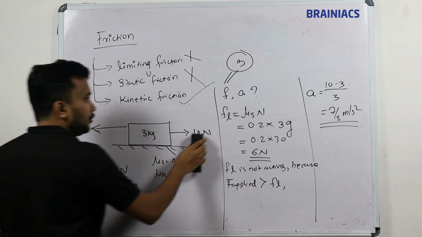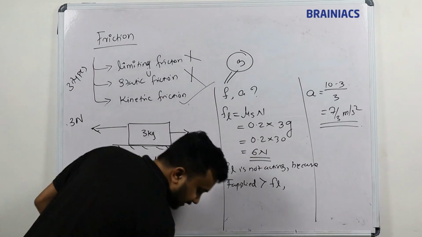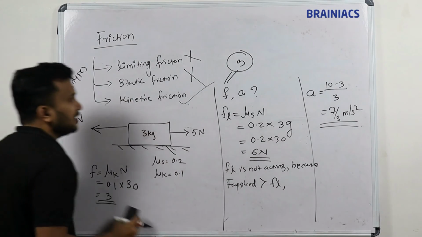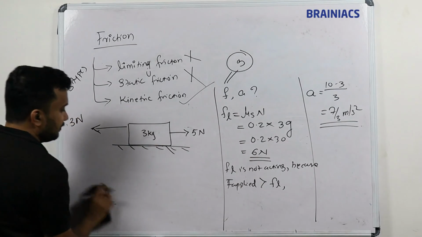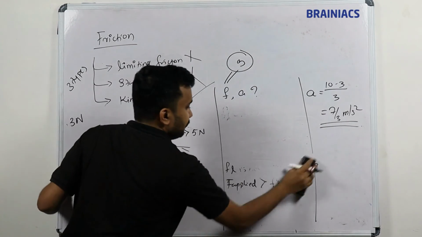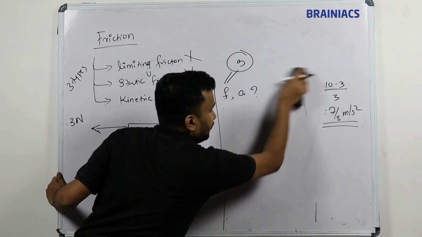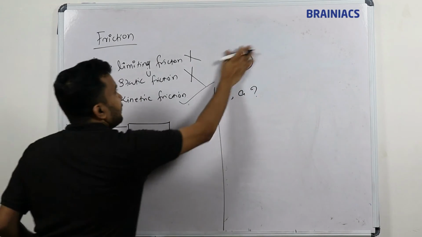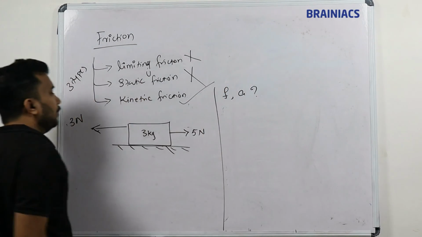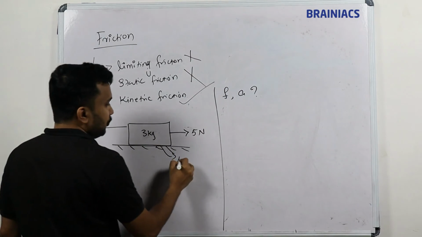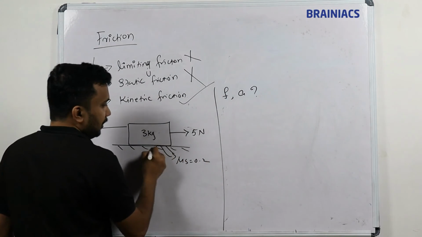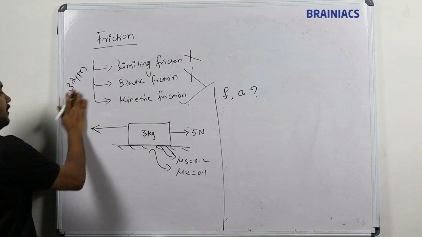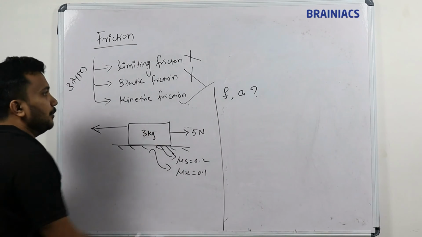Same problem I am going to do in another way. Here I am considering a 5 Newton force. Then I am asking what is the value of acceleration and what is the value of frictional force. Same questions, what is the value of frictional force, what is the value of acceleration. Now here it is given mu s is equal to 0.2 and mu k is equal to 0.1. Two values are given. I don't know what the frictional force value is. I'm going to find out.